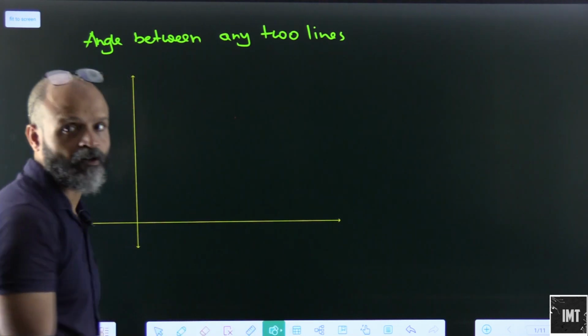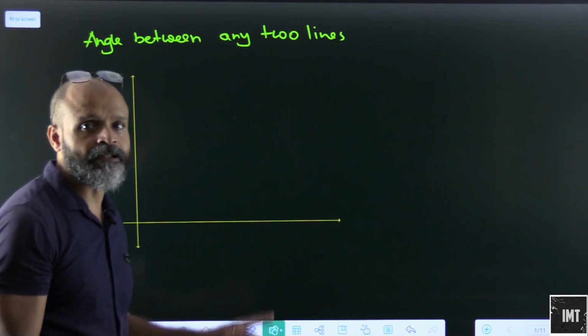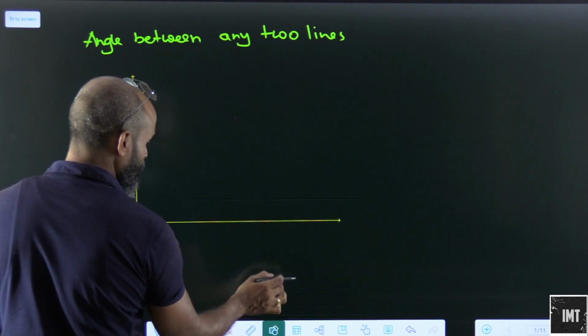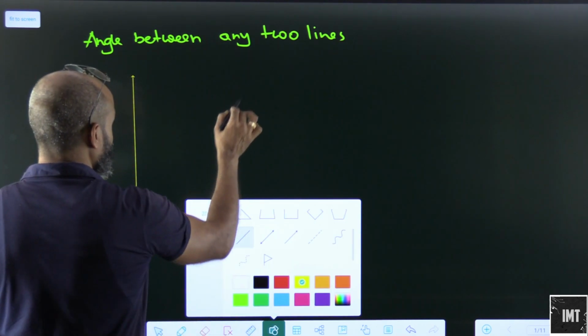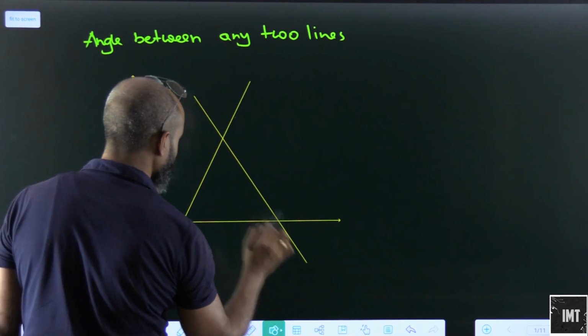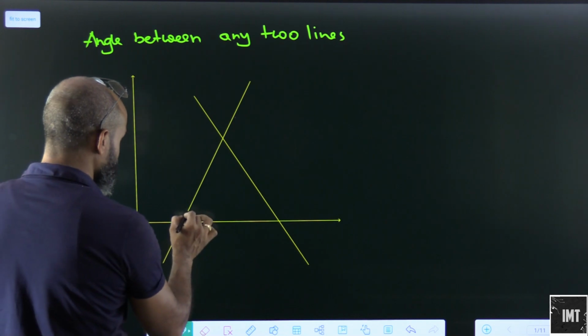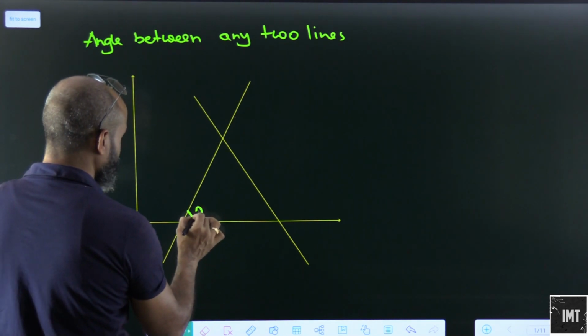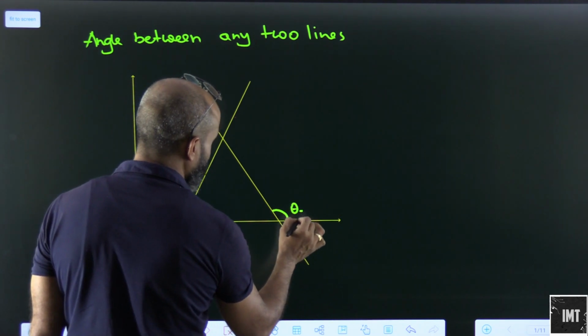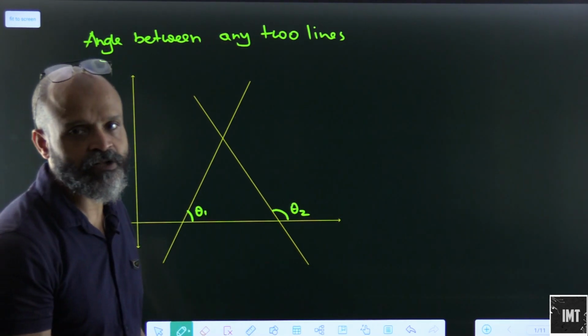So this is basically our coordinate system, and in the coordinate system, let's say we have two lines here. One is this and the other one is this. This line is making an angle of theta 1 with the positive direction of x axis, and let's say this one is making an angle of theta 2 with the positive direction of x axis.